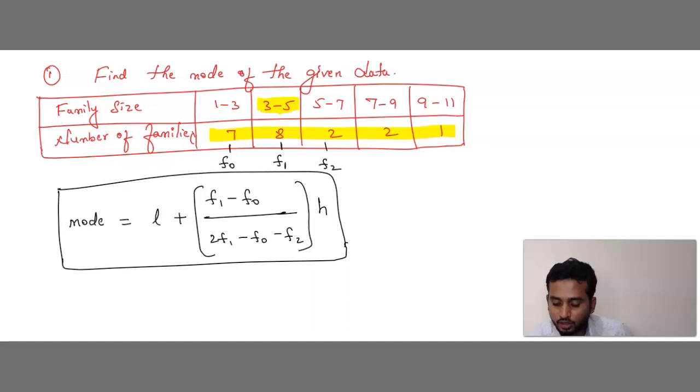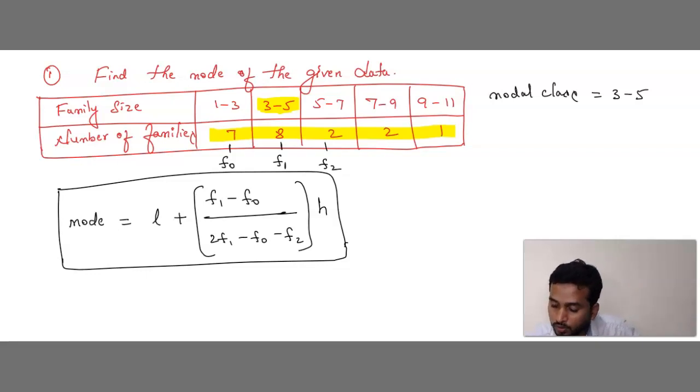F1, that is 3 to 5, correct? No, that is what we call the modal class. Remember, for one more question they can ask you, write the modal class. So the modal class is 3 to 5. This is known as the modal class. You should not forget it.